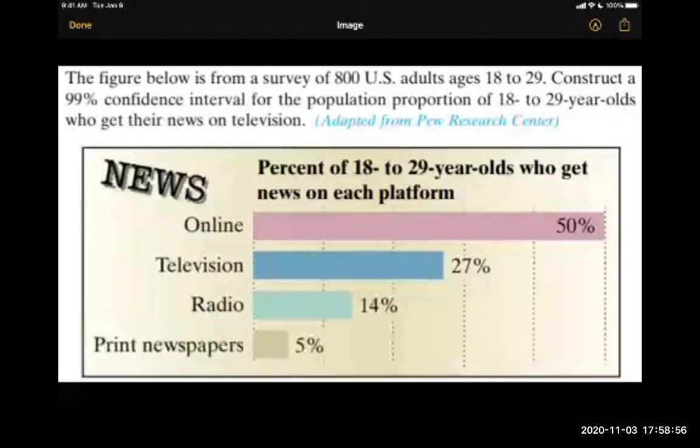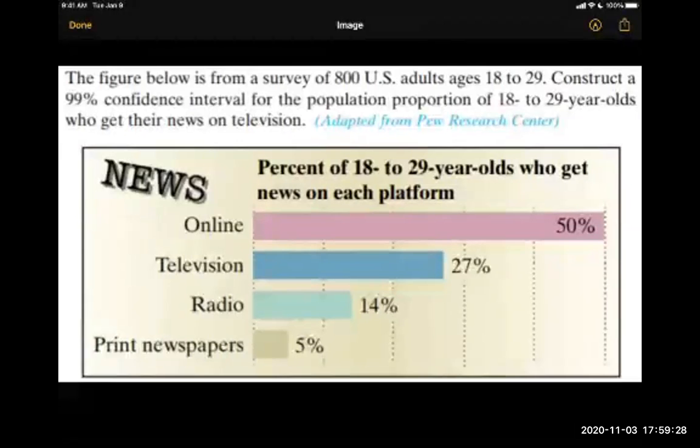So the question is, who gets their news from the television? My guess is 27%. 27% of my sample was 800 people. My guess is that 27% get their news from television. But it's probably not exactly 27%. It's probably close to 27%, but maybe not exactly.